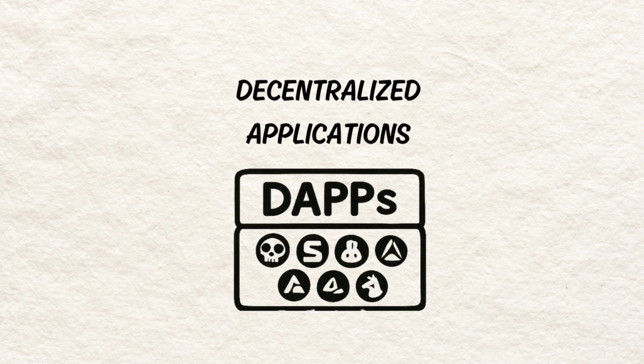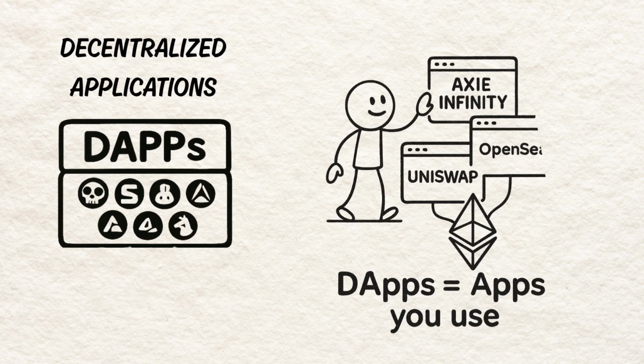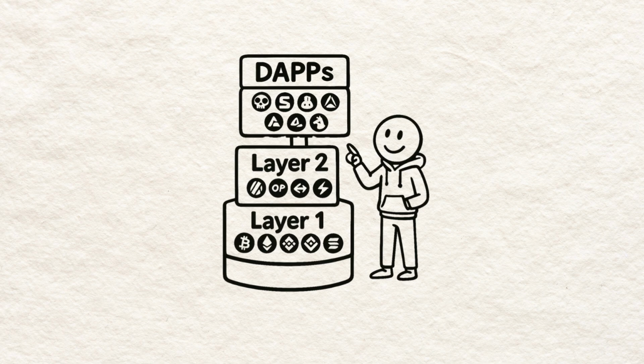The top layer, this is where you come in. The tools, games, and wallets you actually use, like Axie Infinity, OpenSea, Uniswap. They may look like normal apps, but they run on blockchain. Layer 1 powers them. Layer 2 speeds them up.